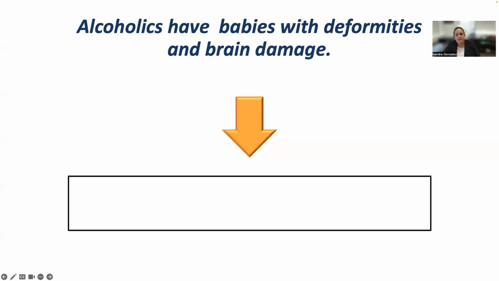Here is our next phrase. Let's think about how we might reformulate it. The phrase is, alcoholics have babies with deformities and brain damage. What are some alternative ways that we might say this in order to decrease stigmatizing use of language?